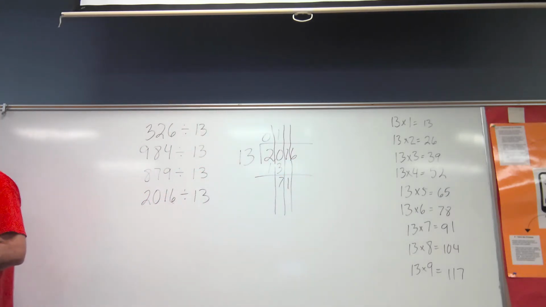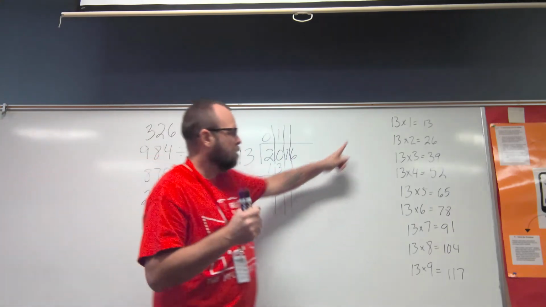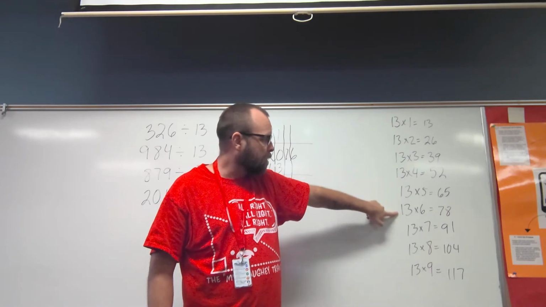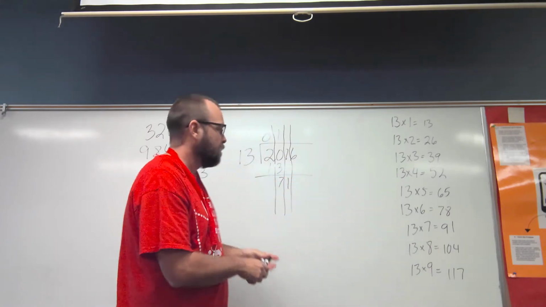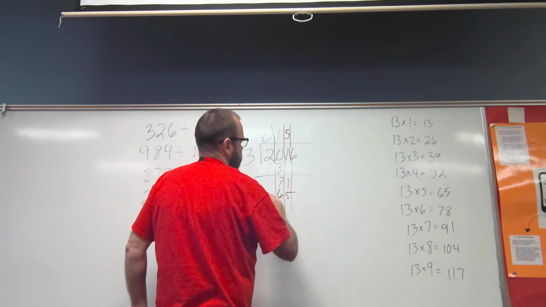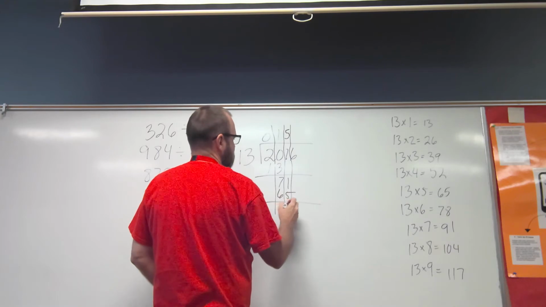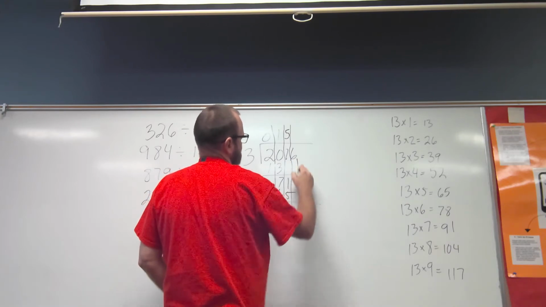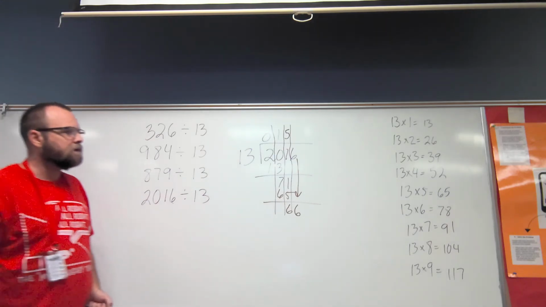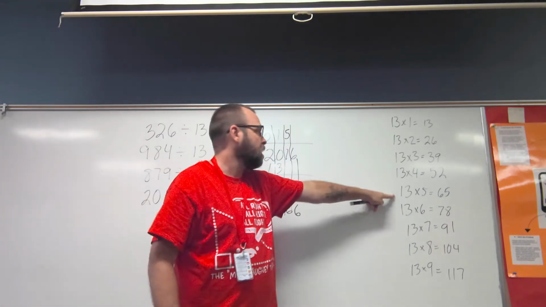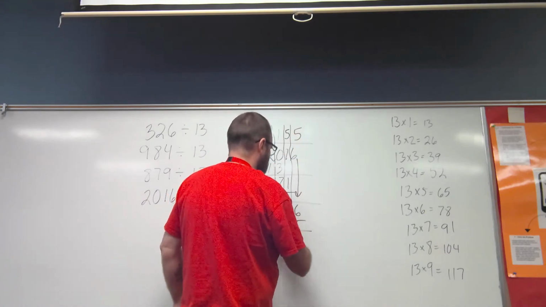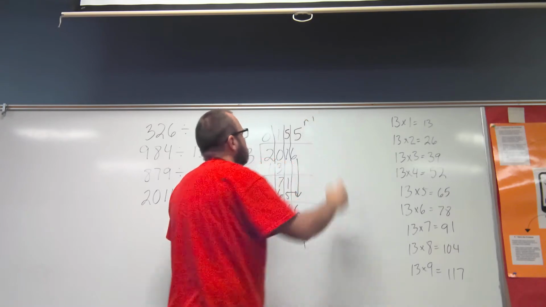With me so far? Now I got to go into 71. So I go over here, as close as I can get to 71 is 65, because if I go down here, it's 78. And so that's 13 times 5, which is 65. And that makes this 6. Bring down the 6. 13 goes into 66 5 times. 5 times 13 is 65. Subtract, and I get a remainder of 1.